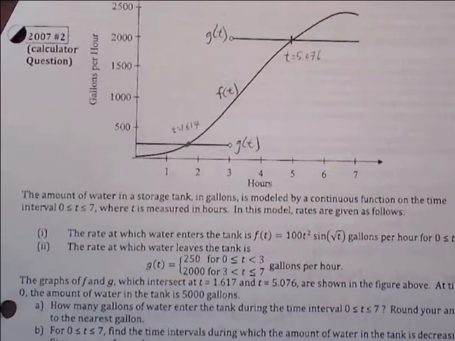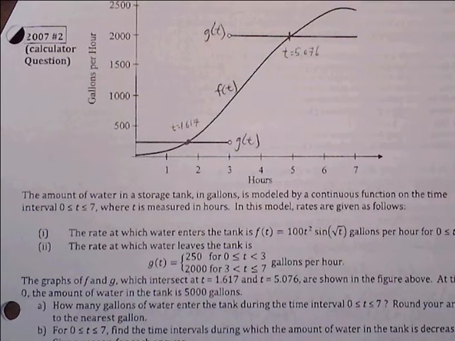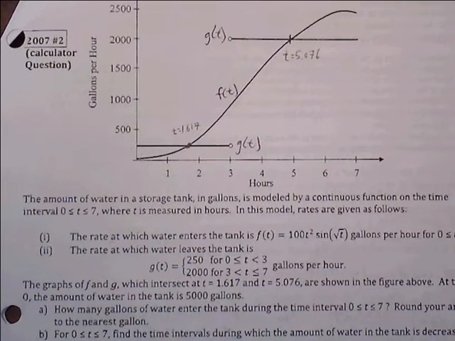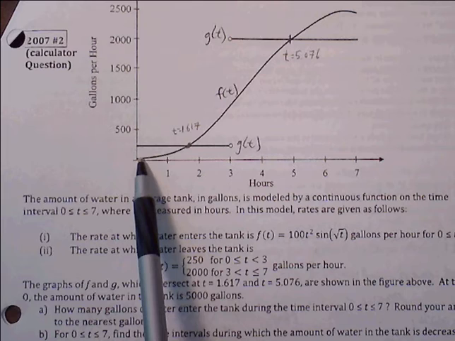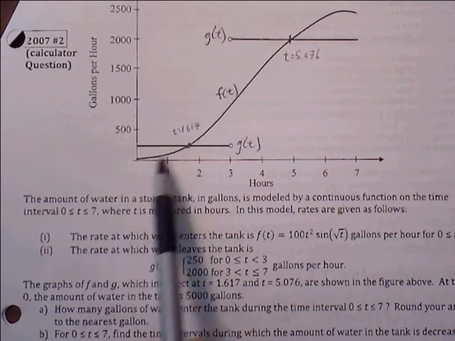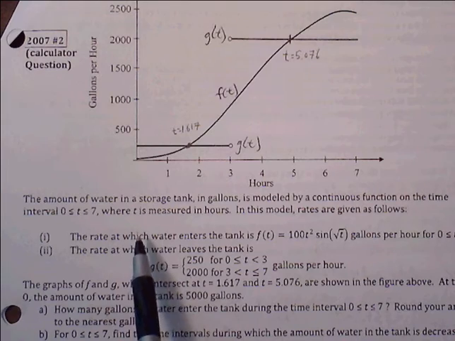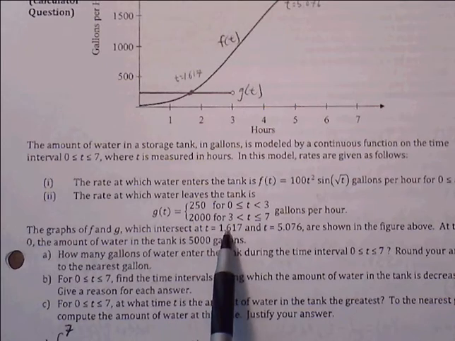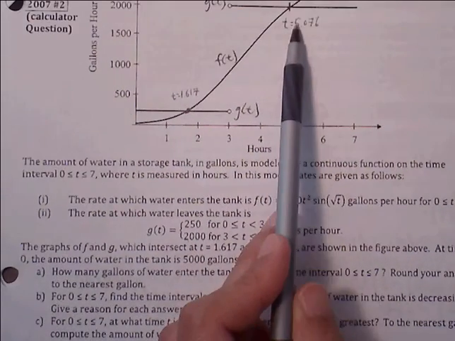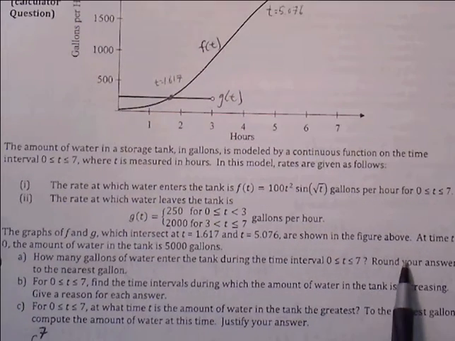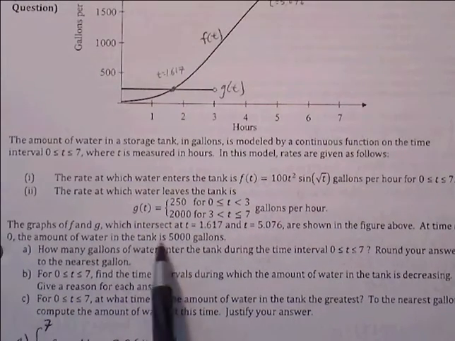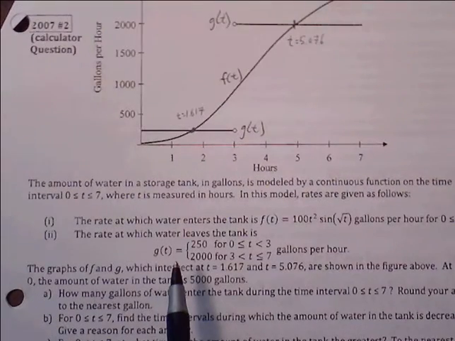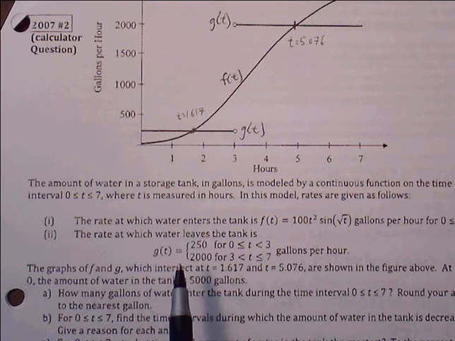So if we think a little bit about what's happening to the water level over the course of this time period, it can help us figure out some important things later on. There's water in the tank to begin with. It says the graphs of f and g have intersections at 1.617 and at 5.076. At time t equals 0, the amount of water in the tank is 5,000 gallons. So there's 5,000 gallons to begin with, but then water is being let into the tank, and water is also being let out of the tank.